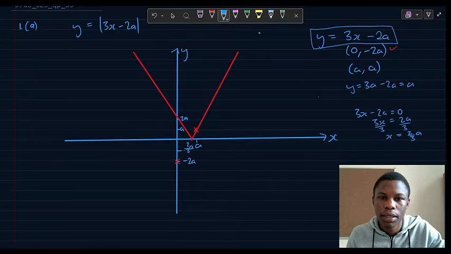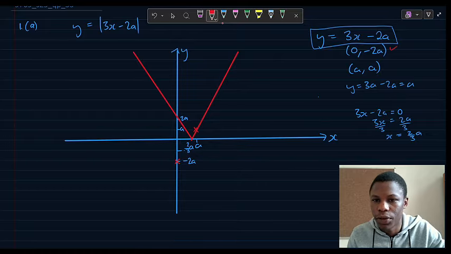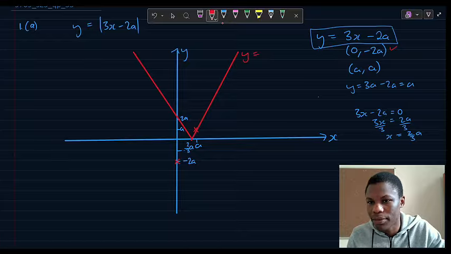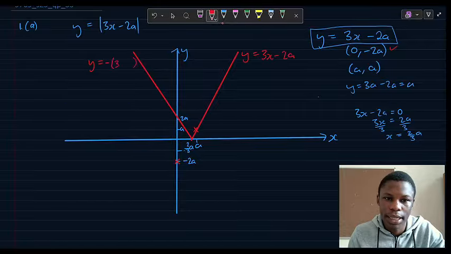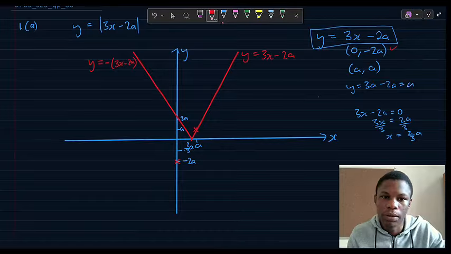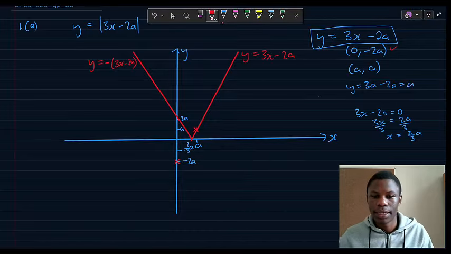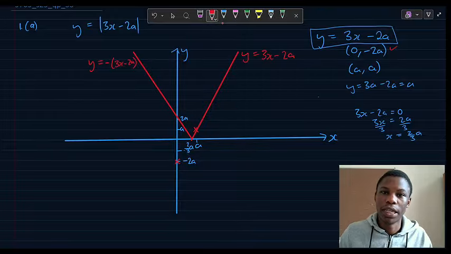Okay. And label each arm of your graph. This arm came from the straight line, so 3x minus 2a. And then the other arm is just going to be y is equal to negative the 3x minus 2a, all in brackets. And that's the sketch of your modulus graph.